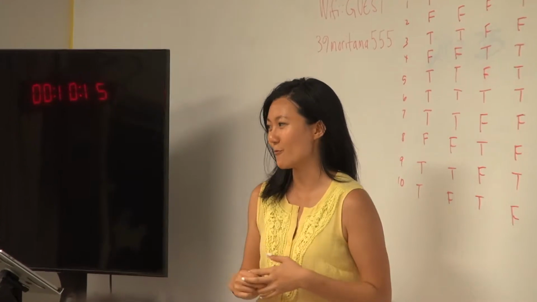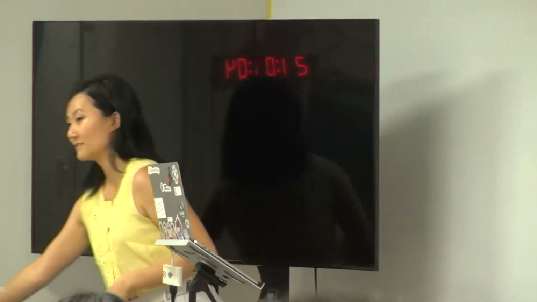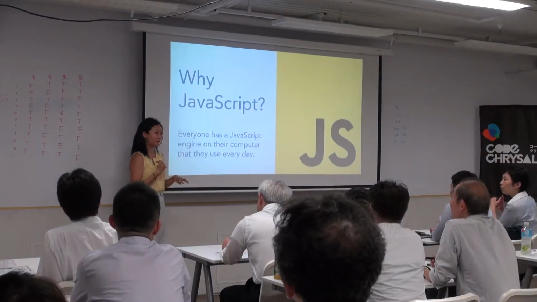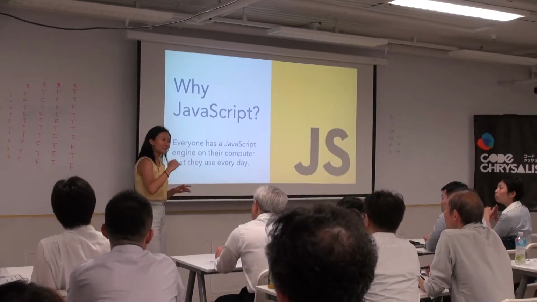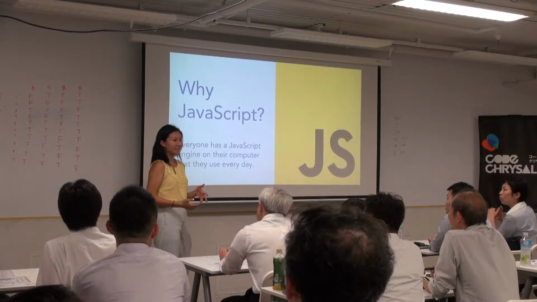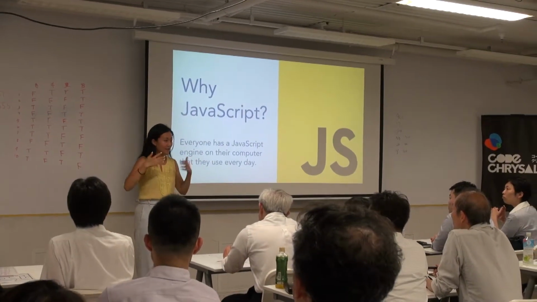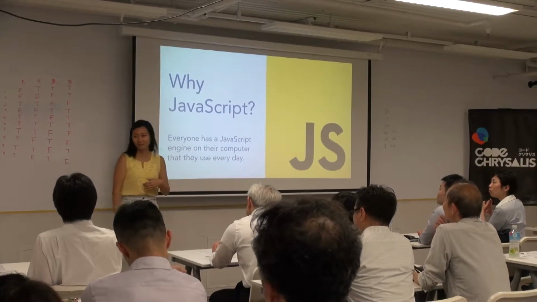Does anyone know where that JavaScript engine is on your computer? Yeah, the browser, Chrome, Firefox, Internet Explorer, Safari, that is a JavaScript engine. It gets information in the form of JavaScript and it shows it to you. It runs that file and it shows it, right?